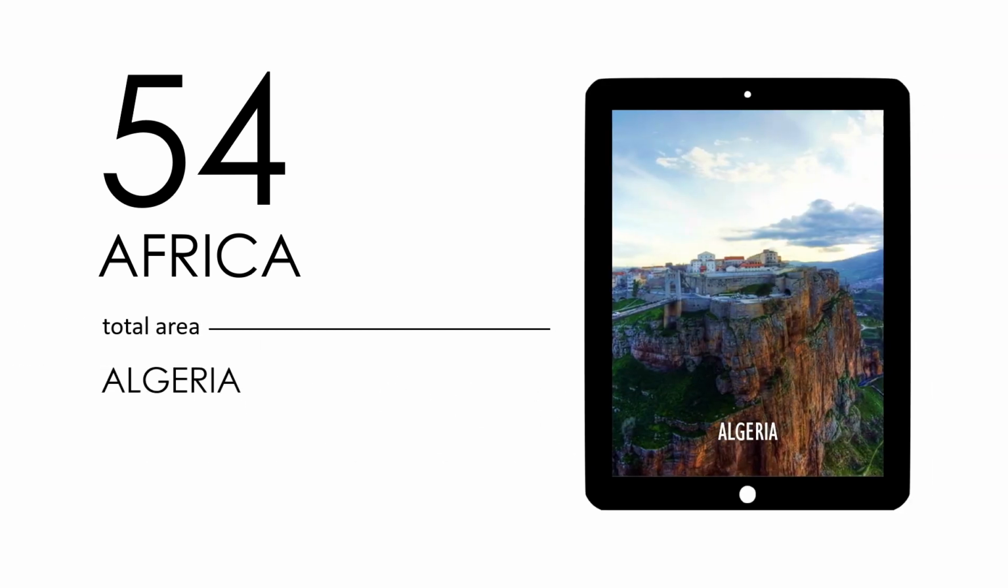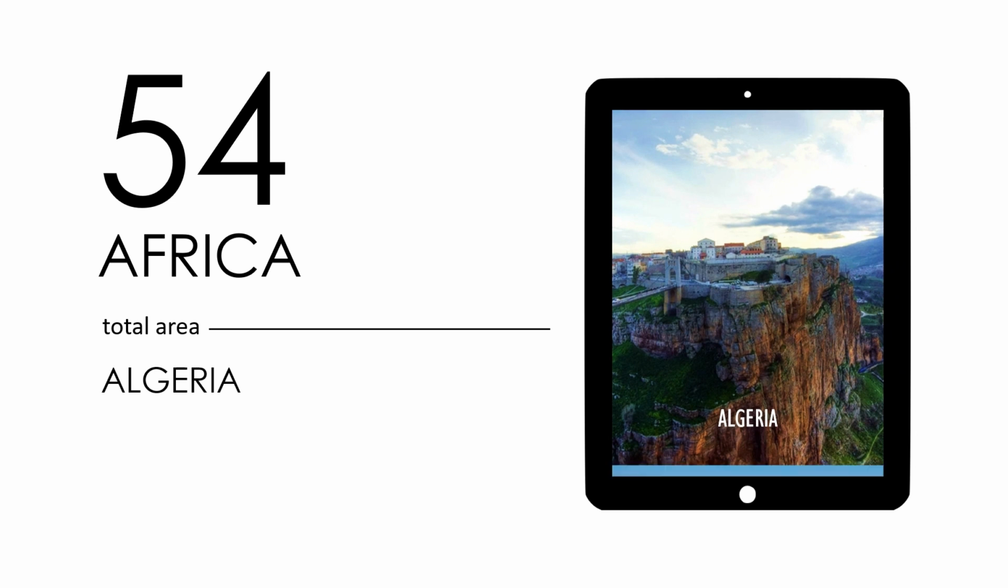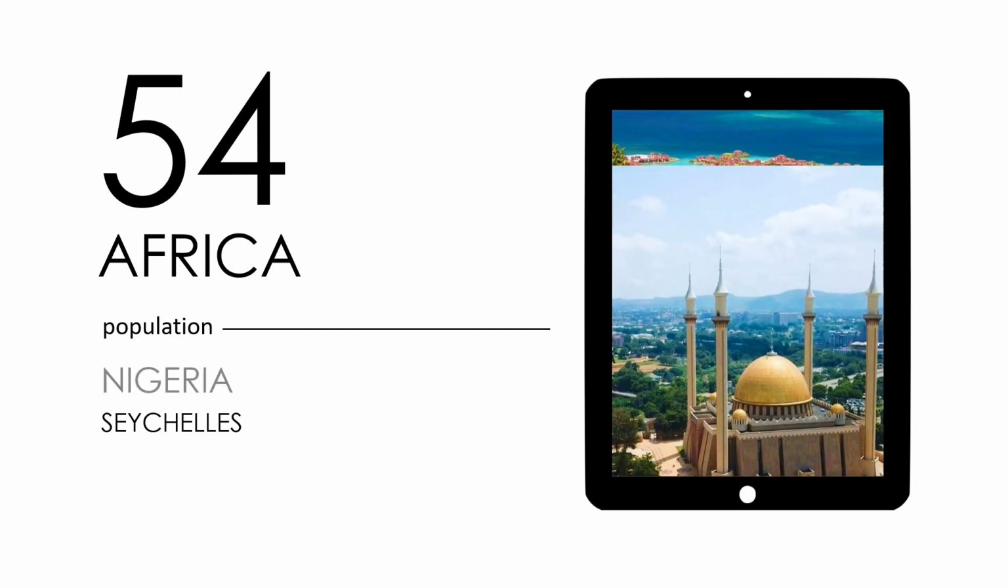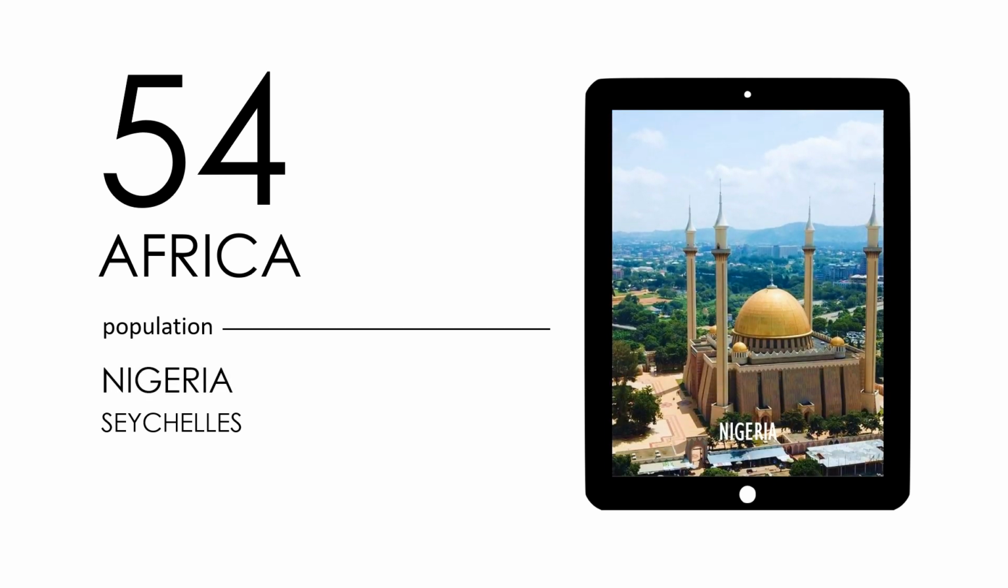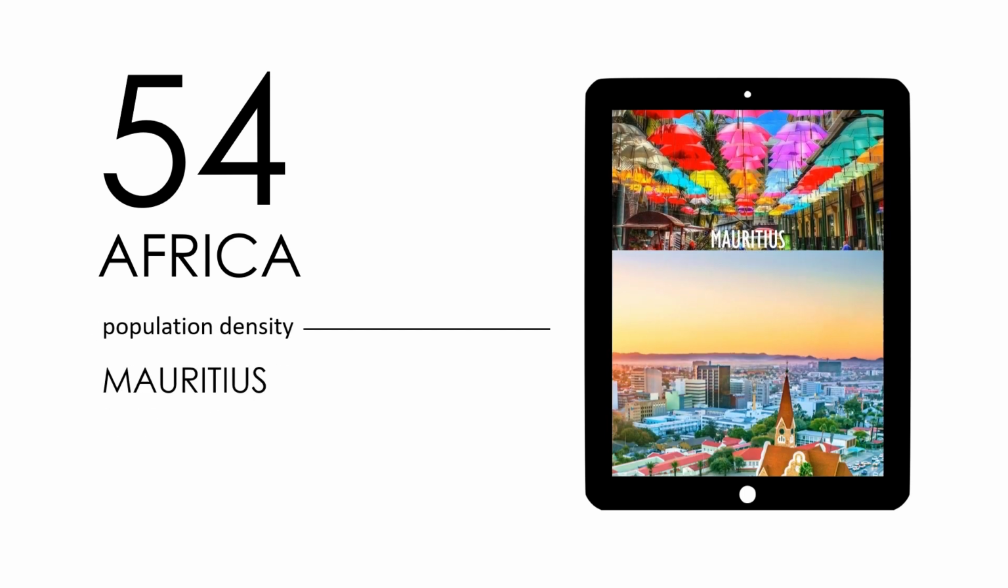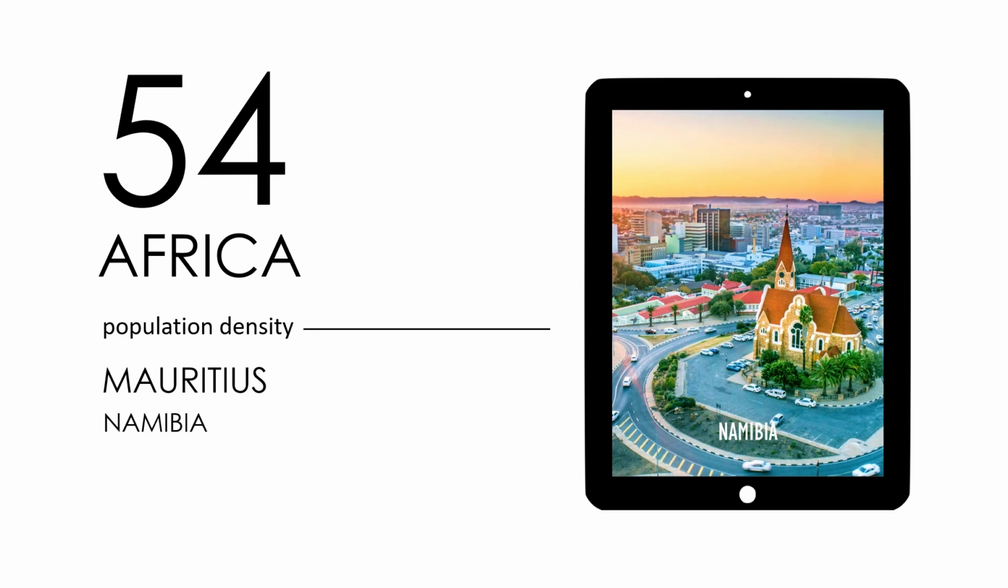Algeria is the largest country in Africa. And Seychelles is the smallest. Seychelles is also the least populous country. And the country with the largest population in Africa is Nigeria. Mauritius has the highest population density. And the least is Namibia.